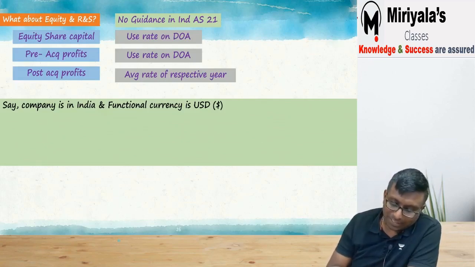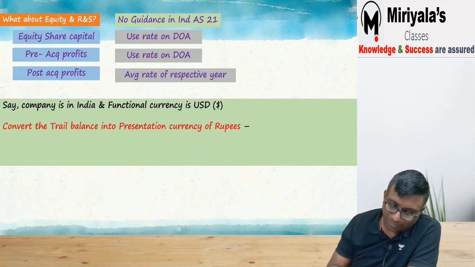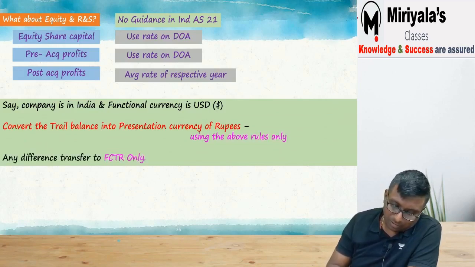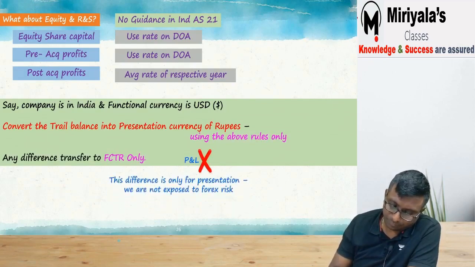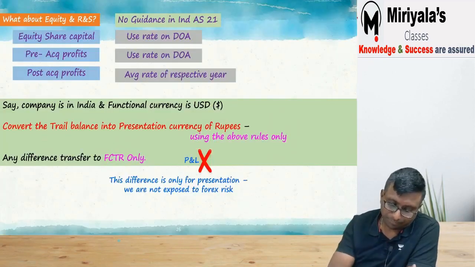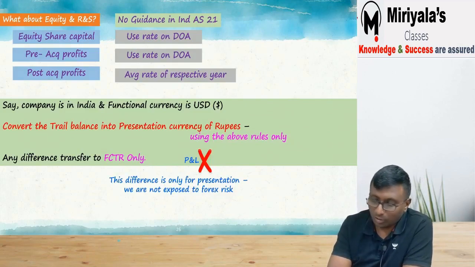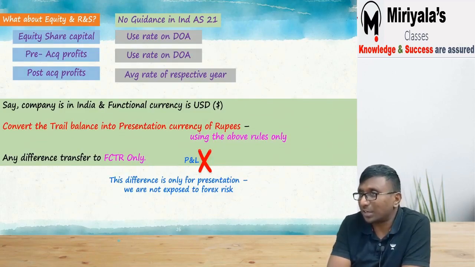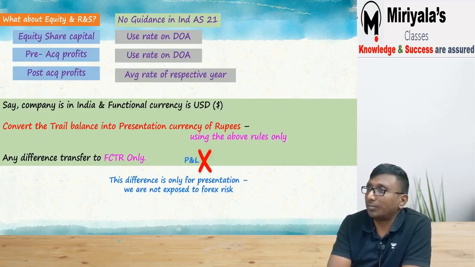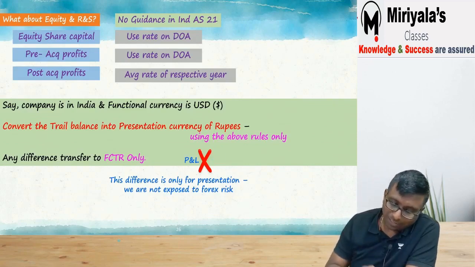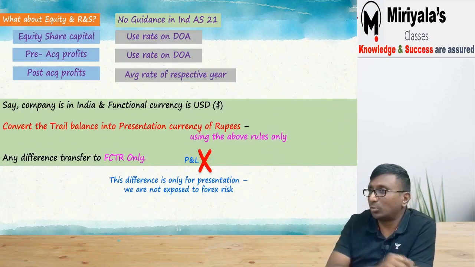Say the company is in India, and the functional currency is USD. Convert the trial balance. Physically we are in India, but our currency is the dollar. Now, convert the trial balance. What are you supposed to do? Did we speak about this sometime before?